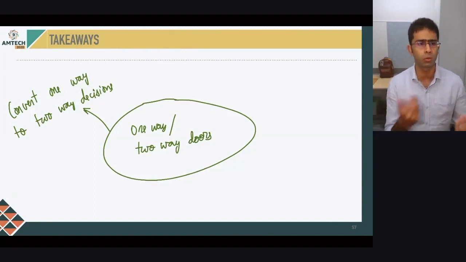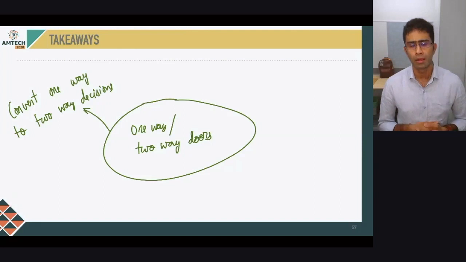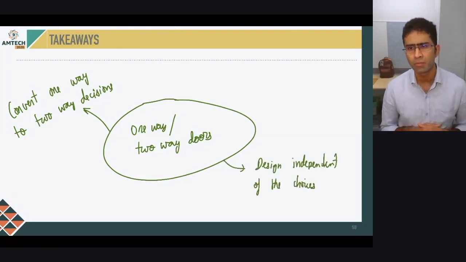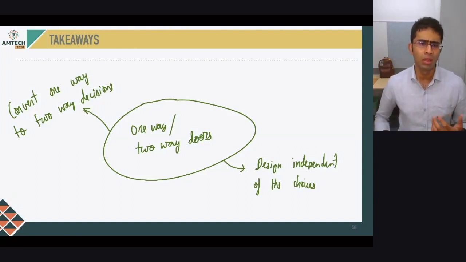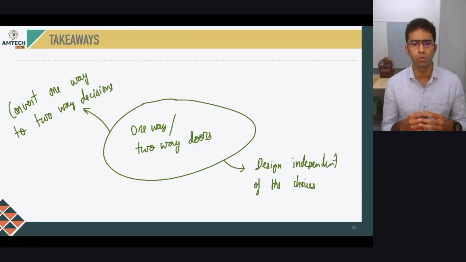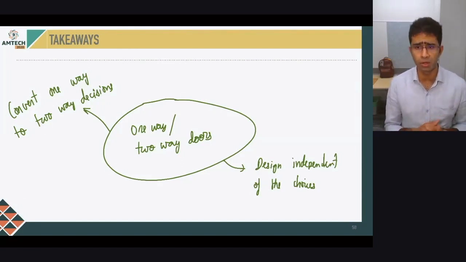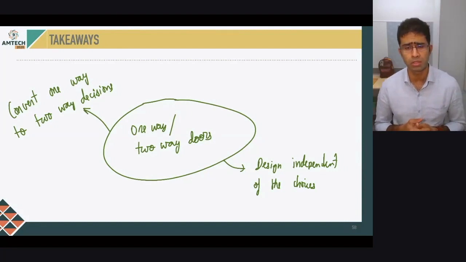If you have a one-way door, see how you can make it a two-way door. Or especially when I see multiple design choices, try to make your design independent of the choices. So let me give an example. Let's say you're deciding between which workflow technology to use, Step Functions or Simple Workflow Service.